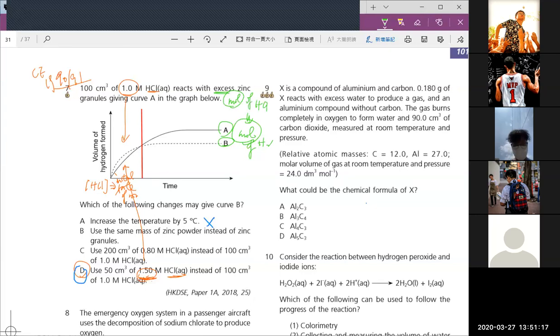So you may know that the zinc is in excess, so the acid's number of moles is different. Take a look at the first case. The first case is 0.100 mole of acid. How about this one? 50 times 1.50. What is the number of moles? It's 0.0750. You have only two significant figures this time, right? 0.075 mole. So you may find that, of course, this will lead to less hydrogen gas being formed.